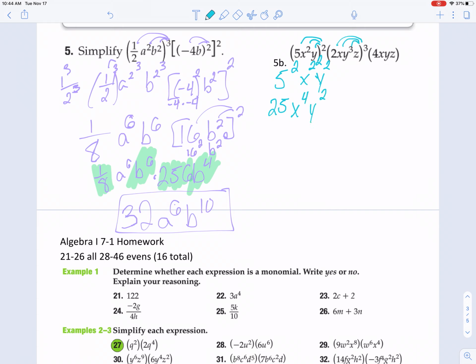Go ahead and distribute this 3 to everything you see. So 2 cubed, x cubed, y cubed cubed, and z cubed is going to give me normal numbers that do normal number things. So 2 cubed is 8. X cubed, 3 times 3 is 9. And z cubed. And last but not least, there's no exponents with this last one, so I'm just going to drop it down.